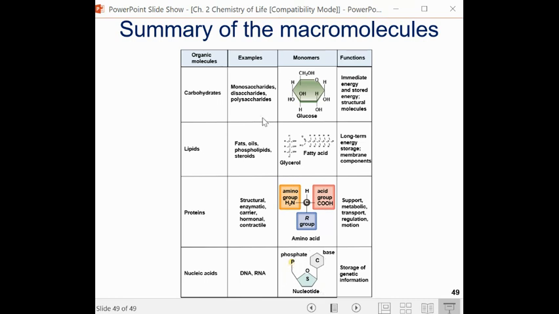And then we can see carbohydrates are immediate, quick energy. Lipids are long-term energy storage. Proteins are support, metabolism, regulation, transport. They help us move like in our muscles. And then our nucleic acids are what store our genetic information.